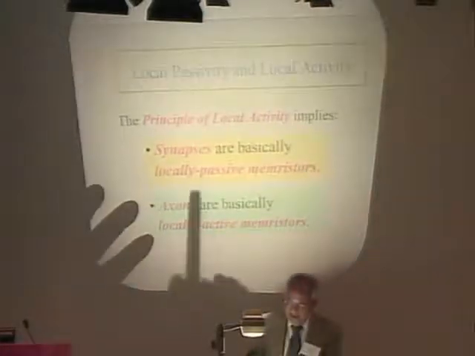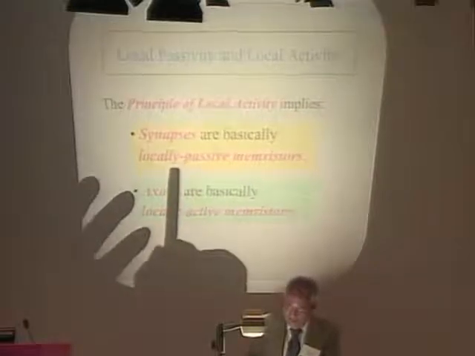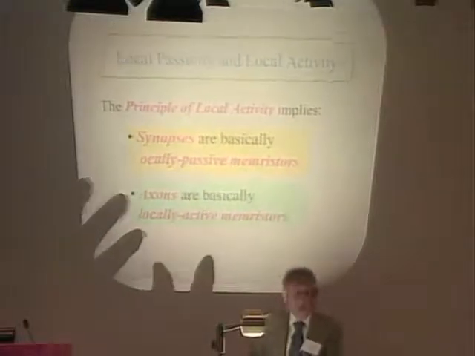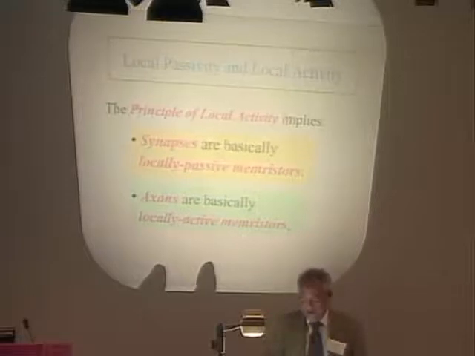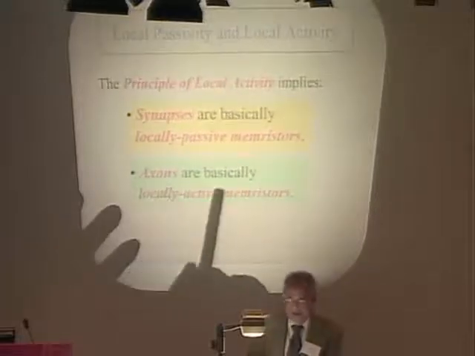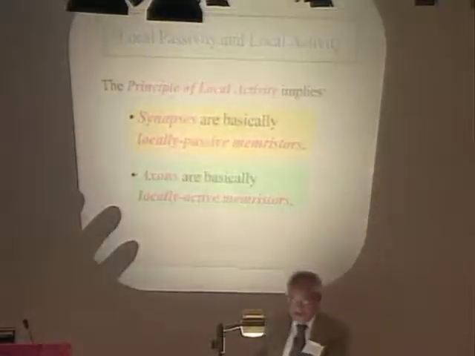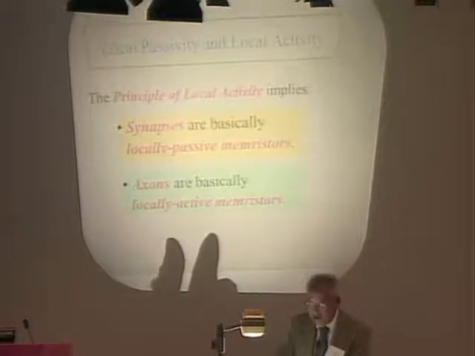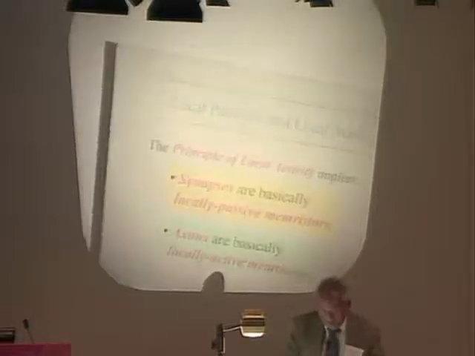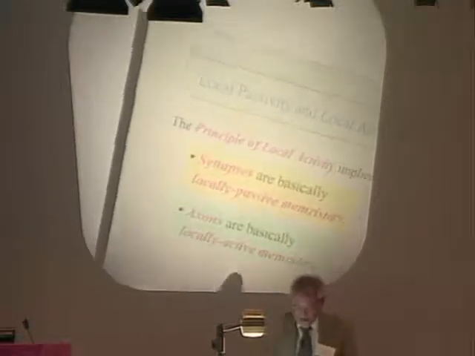But there are two kinds of memristors. The ones on the synapses are what I call locally passive, meaning they're non-volatile. You don't need any batteries. Whereas axons, those are generating those signals. Obviously, there is no such thing as a free lunch. You've got to have a power supply, and those are active memristors.